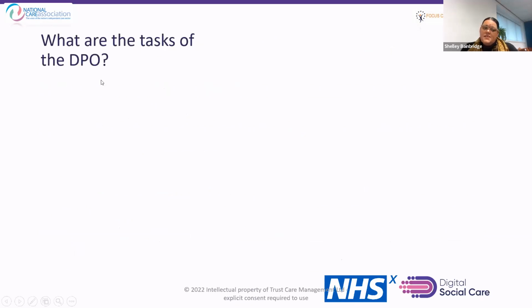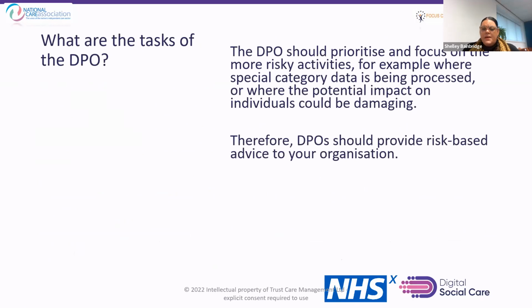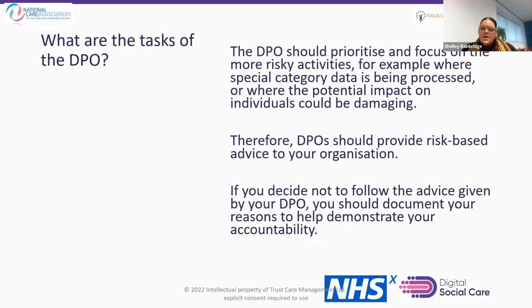So what are the tasks of the DPO? This continues to say that the DPO should prioritise and focus on the more risky activities, for example, where special category data is being processed or when the potential impact on individuals could be damaging. Therefore, the DPO should provide risk-based advice to your organisation. If you decide not to follow the advice given by your DPO, you should document your reasons to help demonstrate your accountability.